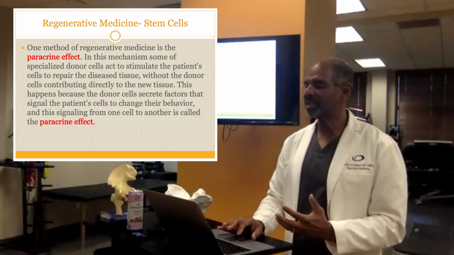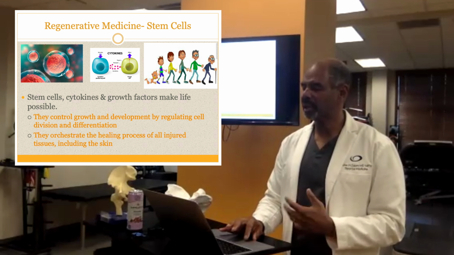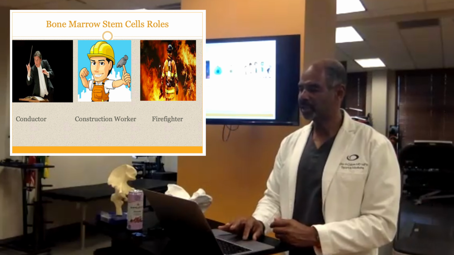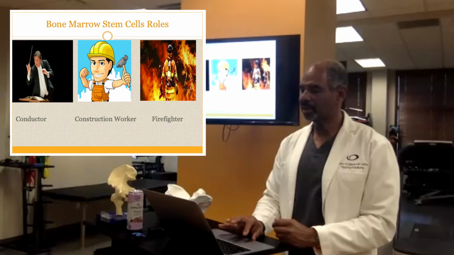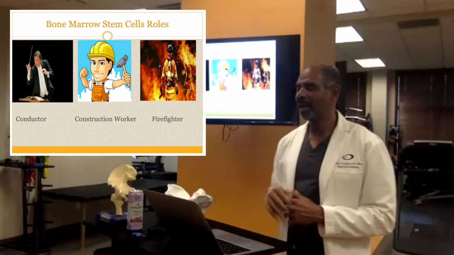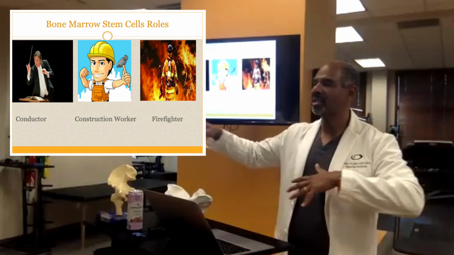One of the things that MSCs do is this paracrine effect, where they stimulate other cells to repair and turn over. This is an example of a paracrine cell. We talked a little bit about stem cells here. Here's a good picture to help you keep in mind what MSCs are doing. They're conducting. Like I said, they're orchestrating all these cells coming there.